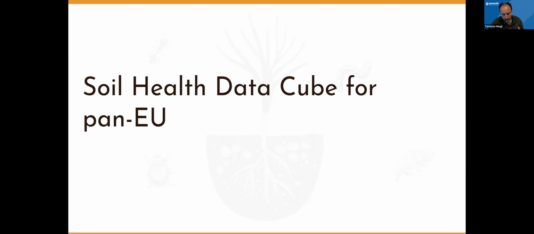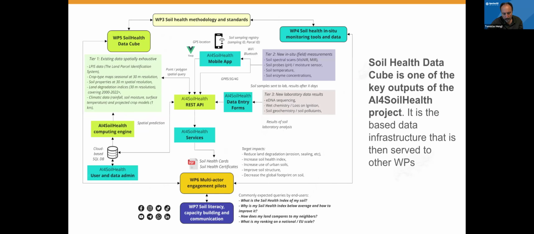So the data cube is, let's say, large multi-array organized data. And now I talk about 30 terabytes. But what is a Soil Health Data Cube? So obviously, a soil health data cube is a data cube that has information about soil health indicators and potentially information about soil health index and aggregate measures of soil health. And we produce this as a part of the AI for Soil Health project. It's one of the key outputs.